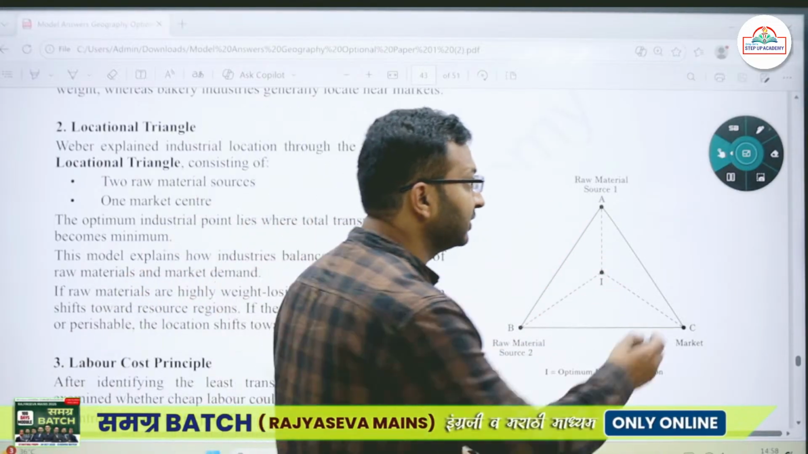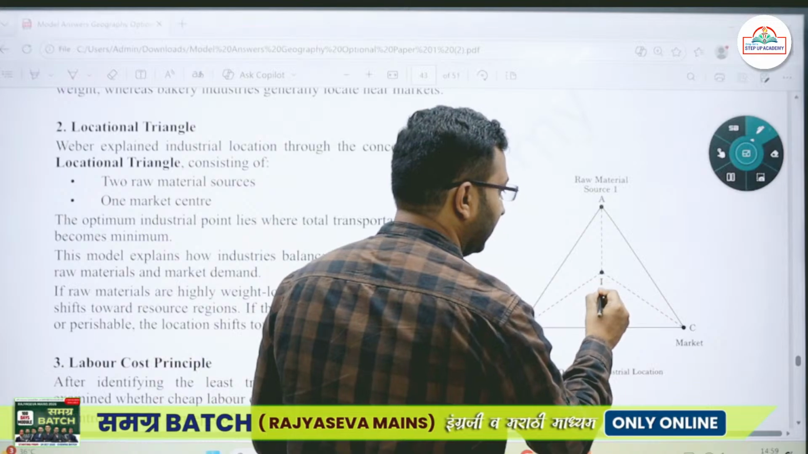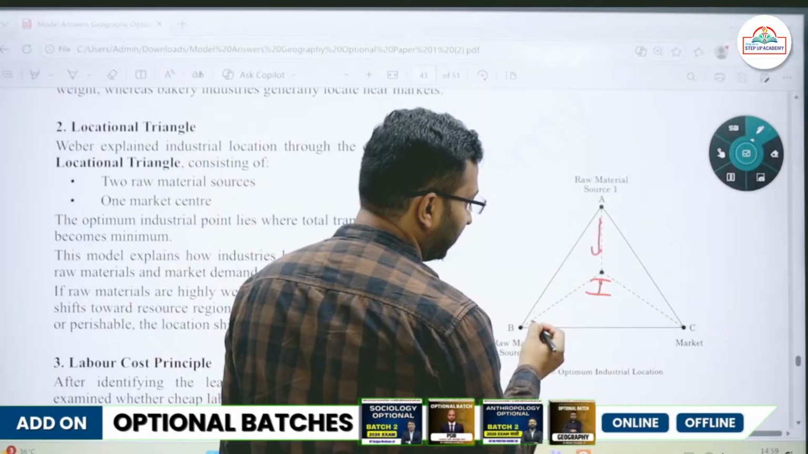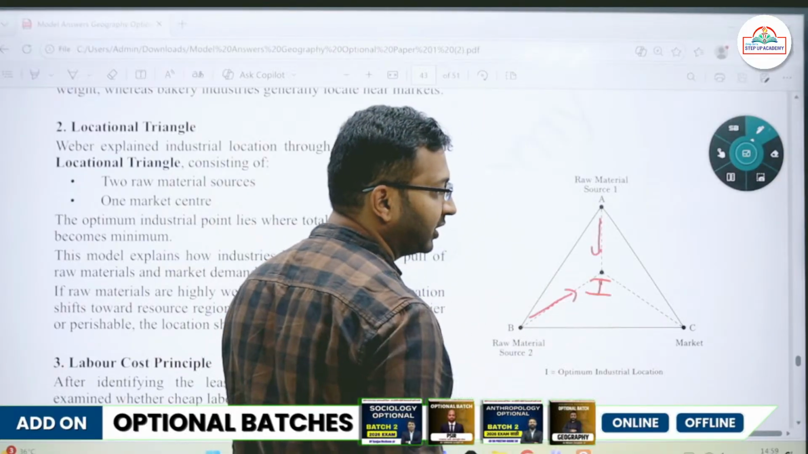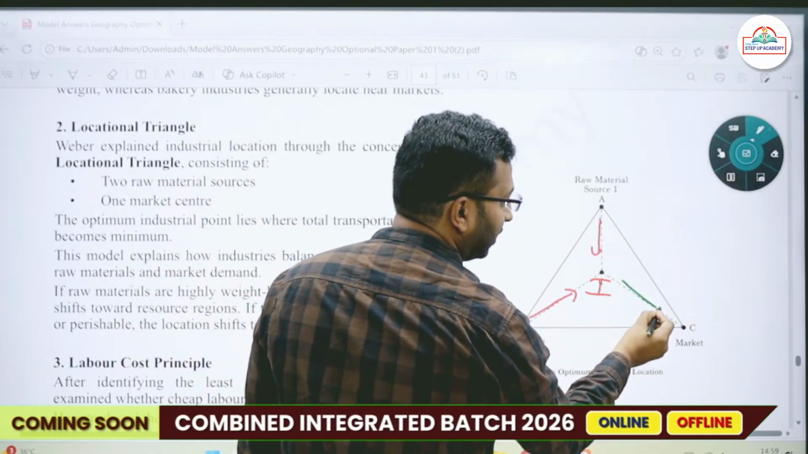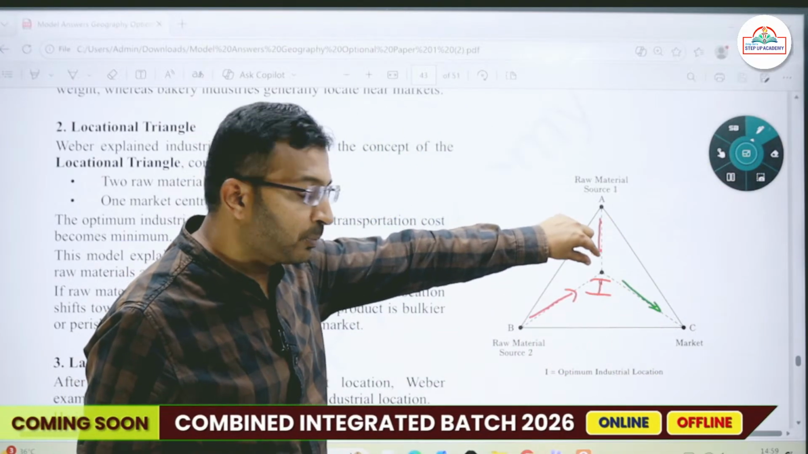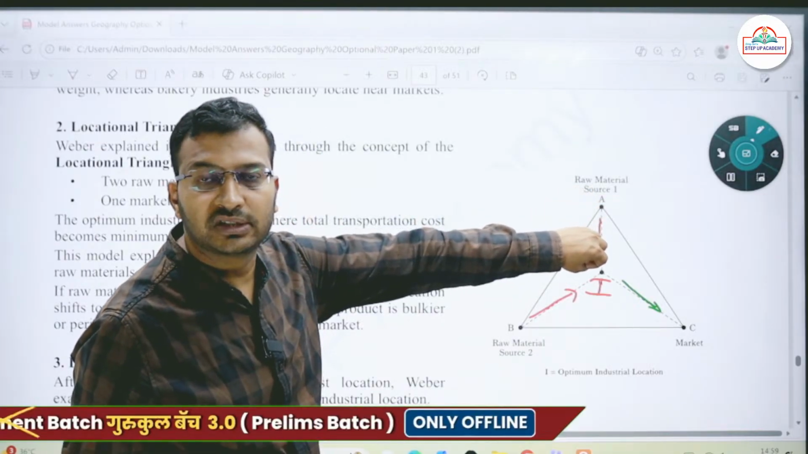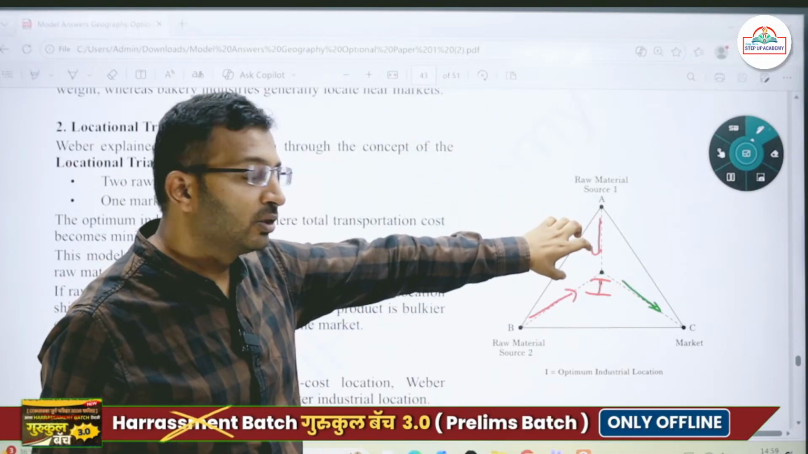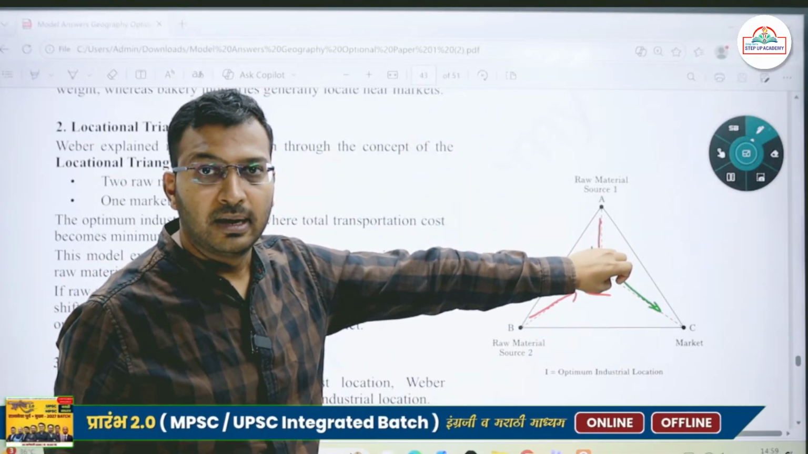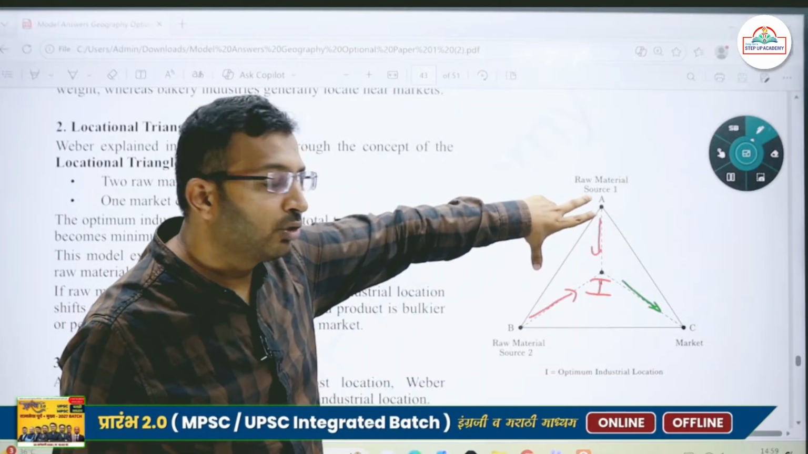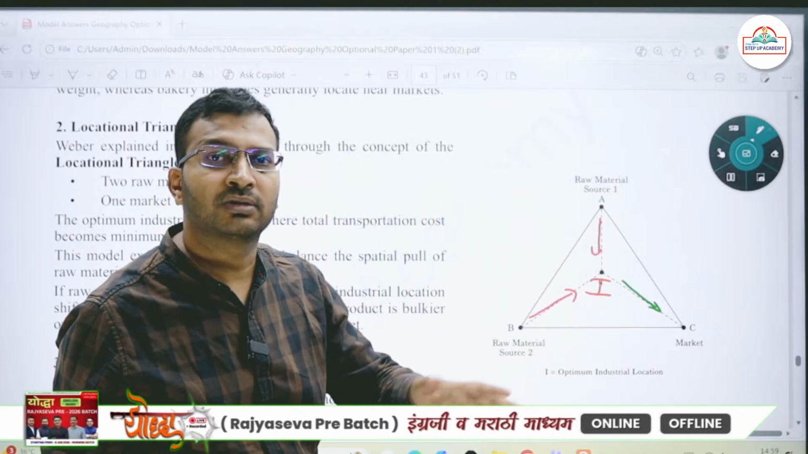The industry which is located at this point will be bringing in raw material from over here, bringing in raw material from over here, and finally the finished good will be transferred to the market. So it is this point where the cost of transportation is minimized. He explained this least cost transport through this locational triangle. But we know that most industries are not simply relying on two raw materials, they require multiple raw materials. So this was the criticism of him.